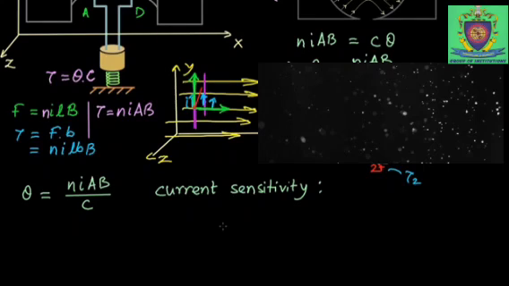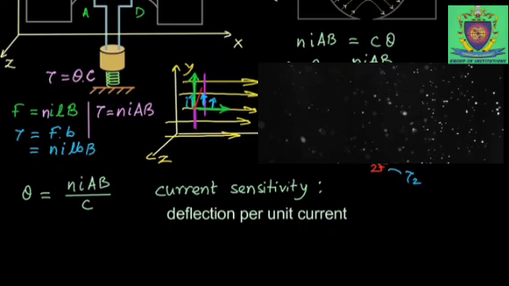By this, what are you understanding? Which is showing more deflection, which is showing less deflection. If it is showing more deflection, it means it has more sensitivity, right? Therefore, the current sensitivity is nothing but the deflection produced in a galvanometer per unit current. Is it or not? It is based on the deflection per current.